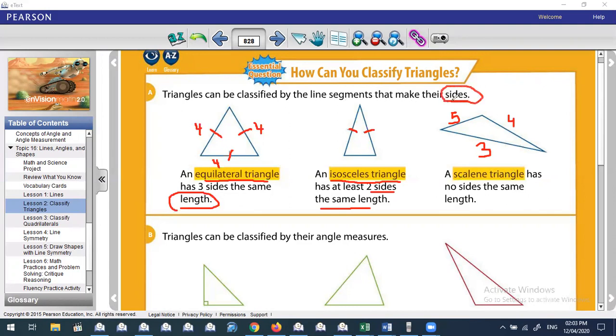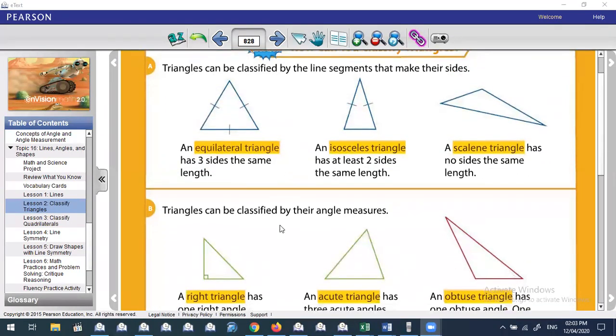The first type, according to sides. Equilateral triangle, all sides are equal in length. Isosceles triangle, 2 sides are equal in length. Scalene triangle, 3 sides are different. The next type is according to the angles.